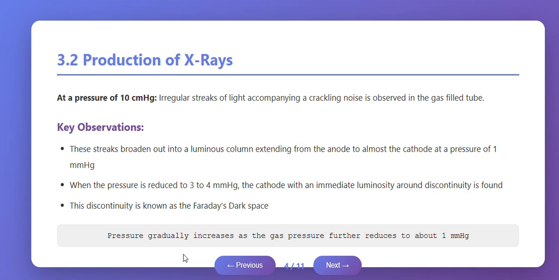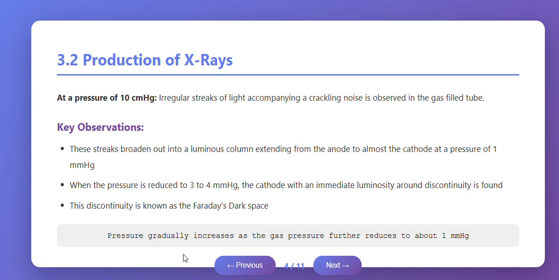All right, now we're getting into the experimental side of things. Let's talk about how X-rays are actually produced in a tube. When you have a gas-filled tube at a pressure of 10 centimeters of mercury, something interesting happens. You'll see irregular streaks of light accompanied by a crackling noise, almost like tiny lightning bolts inside the tube. As you reduce the pressure to 1 millimeter of mercury, these streaks broaden out into a luminous column that extends from the anode almost to the cathode.